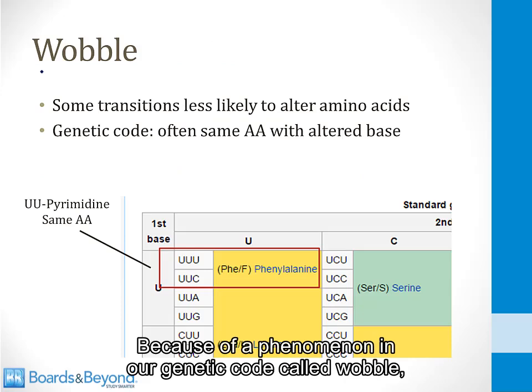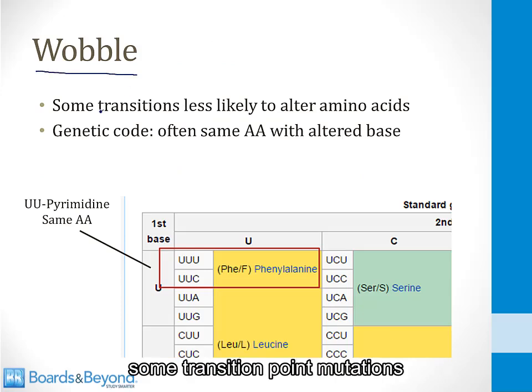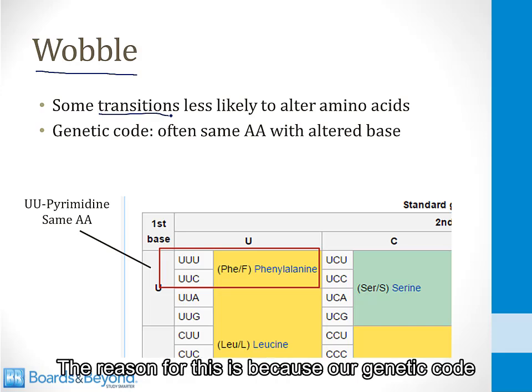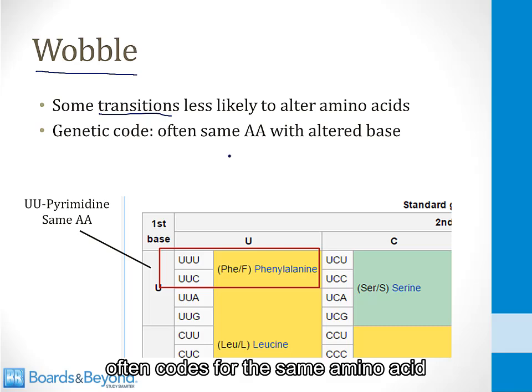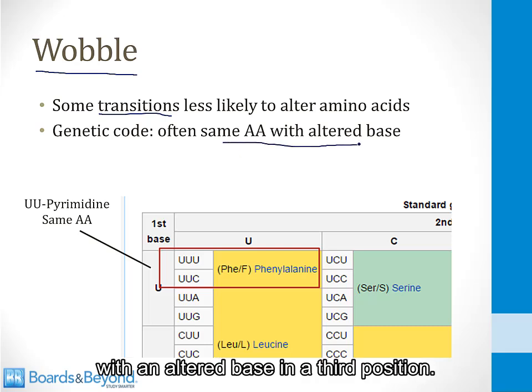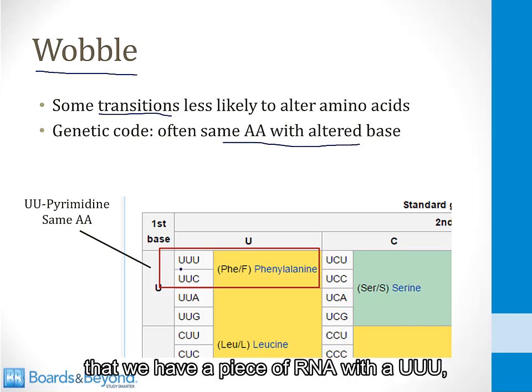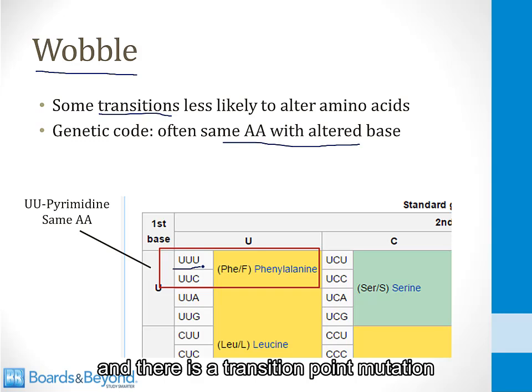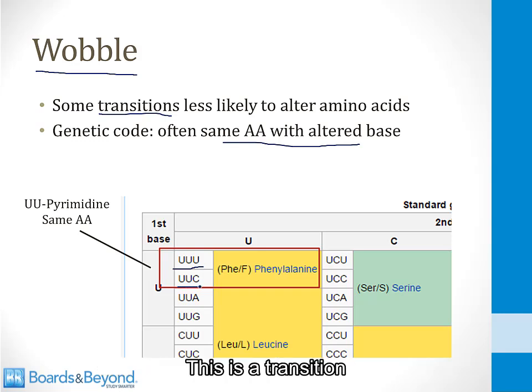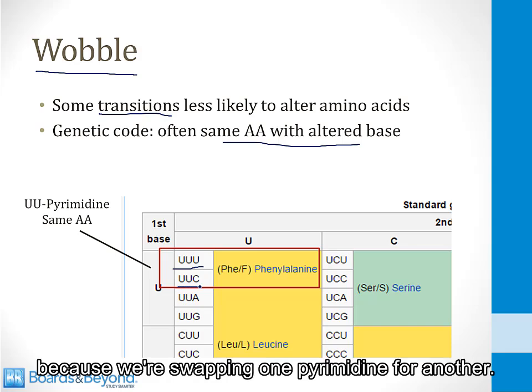Because of a phenomenon in our genetic code called wobble, some transition point mutations are less likely to alter amino acids in the resulting protein. The reason for this is because our genetic code often codes for the same amino acid with an altered base in the third position. For example, let's imagine that we have a piece of RNA with a UUU, and there is a transition point mutation, and the third U becomes a C. This is a transition because we're swapping one pyrimidine for another.